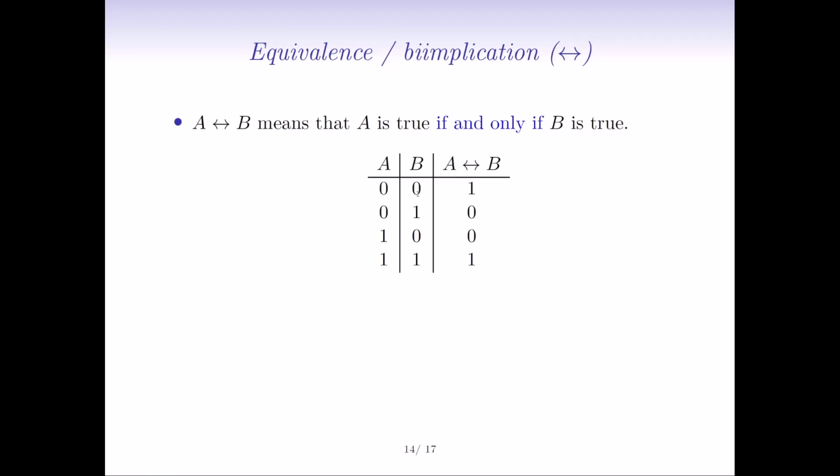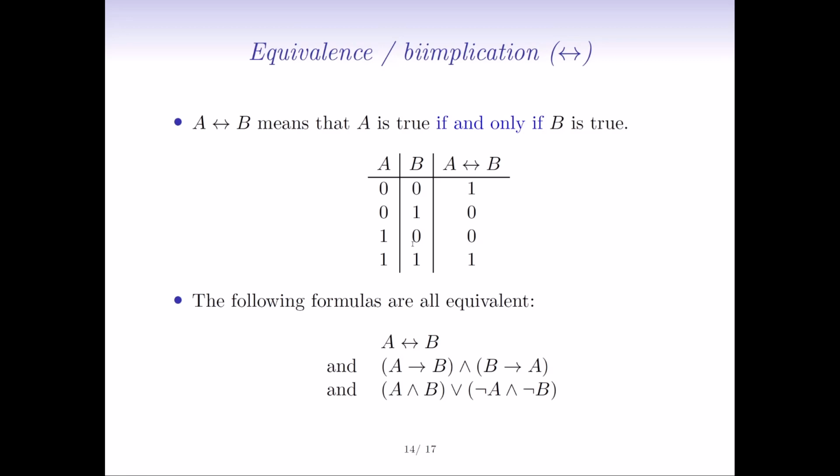So that gives us the following truth table, where if A and B are both false, then A if and only if B is true. If A and B are both true, then A if and only if B is true. And if one of A and B is true and the other one is false, then A if and only if B is false. So in other words, it really does mean that they share a truth value.